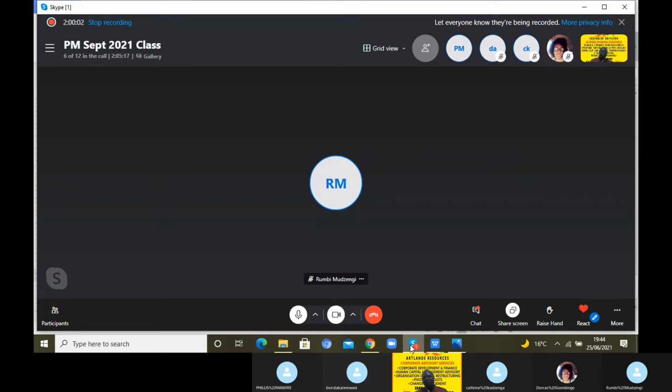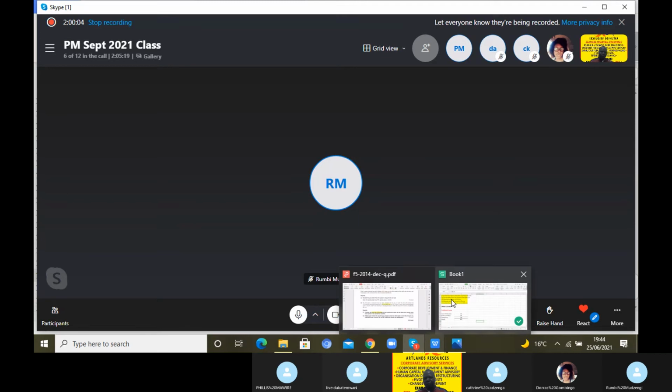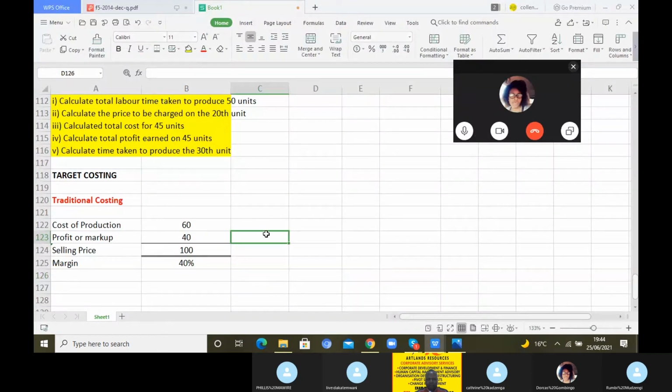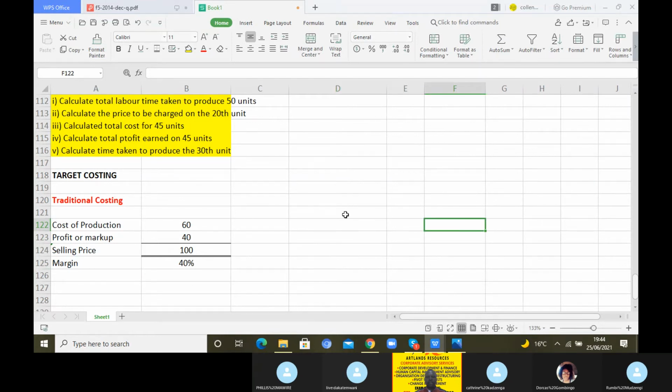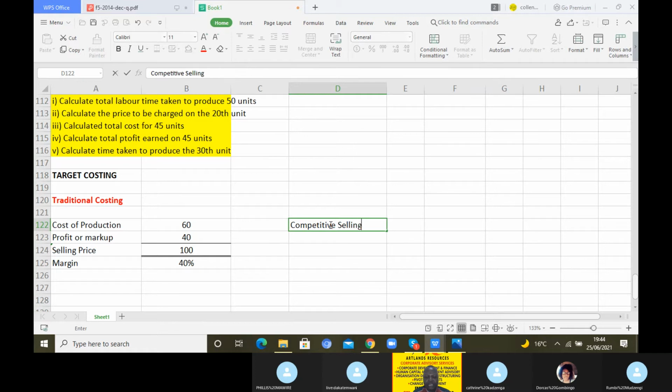How does it go? Here is how it goes now. With target costing, what you do is you ask the customer how much the customer is willing to pay. You don't just say, my cake is 100. Notice, we are not getting customers with your 100 thing. So you better change it. How do you change it? You say competitive selling price. In other words, how much the customer is willing to pay. If you are charging a price which customers can pay, we call it competitive selling price.